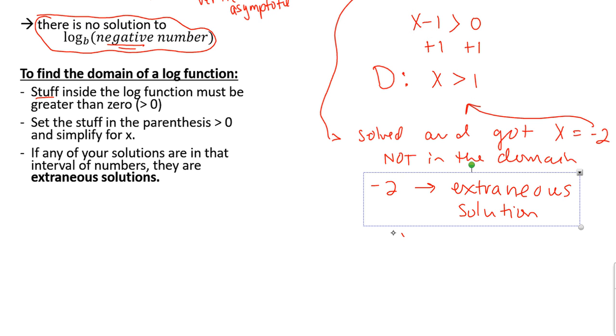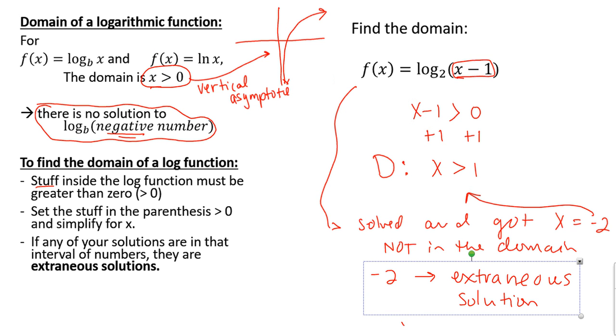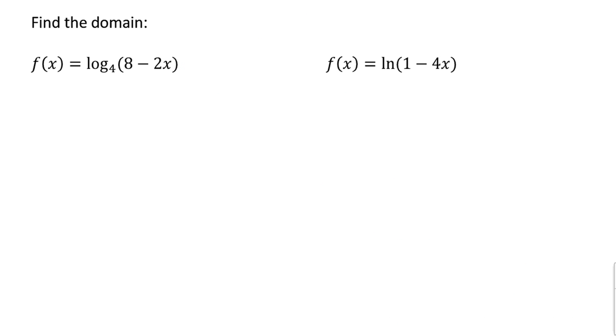So that should be one of the first things you do: you go through and figure out what your domain is, so that in the end, when you get your answers, if you have an extraneous one, you cross it out. If you try and enter both answers, like on a test, then it's going to mark it wrong if one of them is extraneous.